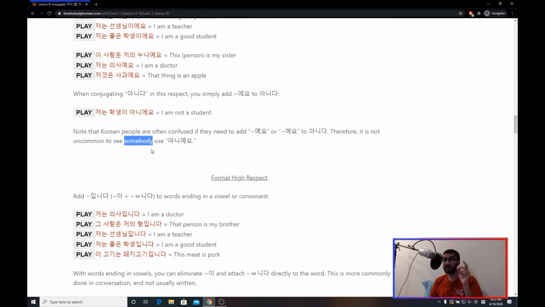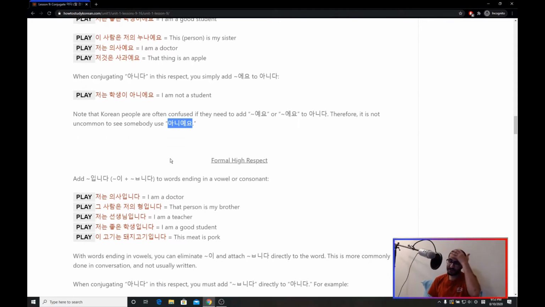Note that Korean people are often confused if they need to add 예요 or 에요 to 아니다. Therefore, it's not uncommon to see somebody write 아니예요 instead of 아니에요. Honestly, if you put a gun to my head before I did this multiple times and taught it, if you put a gun to my head and asked me, for the past 2 years, which one is it? I wouldn't know. I might actually put 아니예요, the wrong one. 아니에요. I have no idea. So yeah, it's not too important.